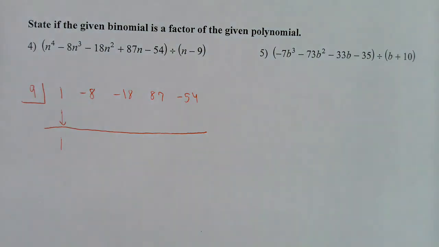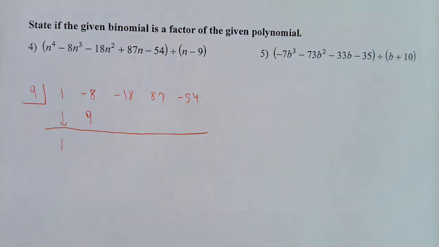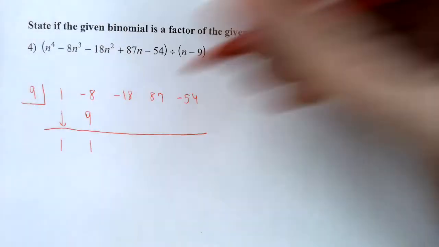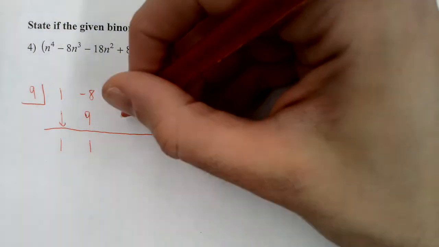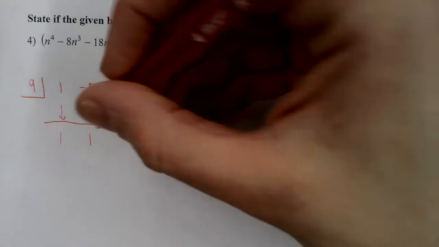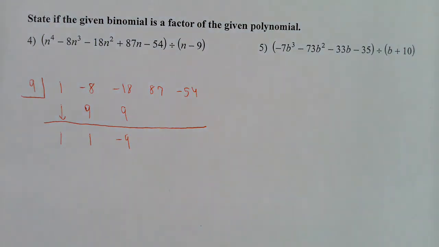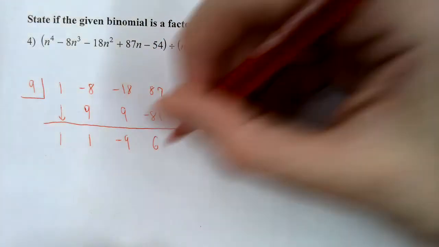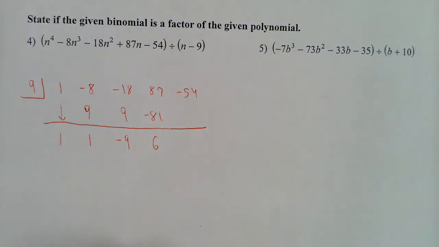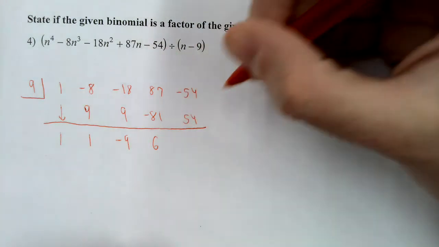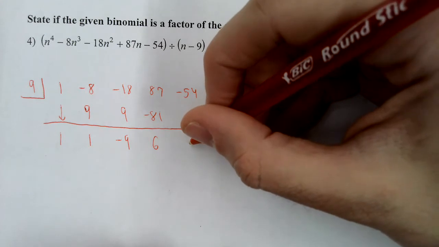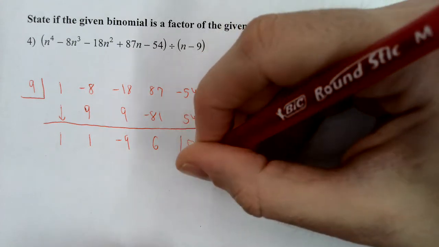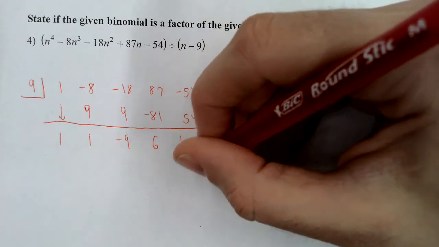1 comes down. 1 times the 9 in the box is 9. 9 plus negative 8 is 1. 1 times the 9 in the box is 9. 9 plus negative 18 is negative 9. Negative 9 times the 9 in the box is negative 81. Plus 87 above it is 6. 6 times the 9 in the box is 54. Plus the negative 54 above it is 0. So that's my remainder.